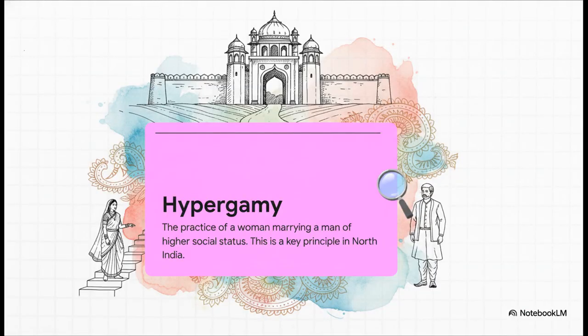Now, to get what's happening in the North, you absolutely have to understand one key term: hypergamy. It's a simple idea. It's the practice of a woman marrying up into a family with higher social standing. And trust me, this one principle is the engine that drives the entire system of exchange.